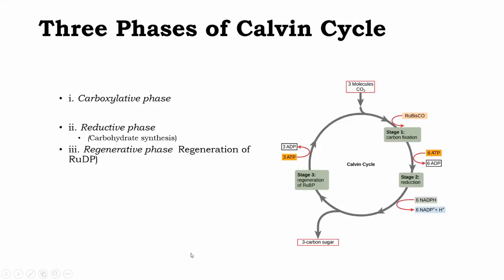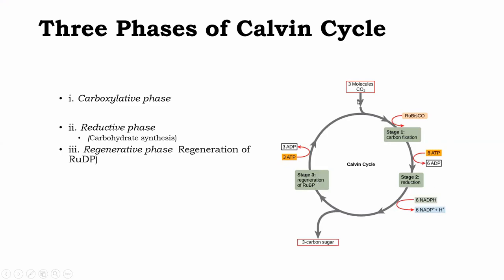I will explain now. See, 3 phases of the Calvin cycle. I told you there are 2 steps, but phases: the first one is the carboxylative phase, the second one is the reductive phase, the third one is the regenerative phase, or regeneration of ribulose bisphosphate. See, in this cycle, stage 1, stage 2, stage 3.